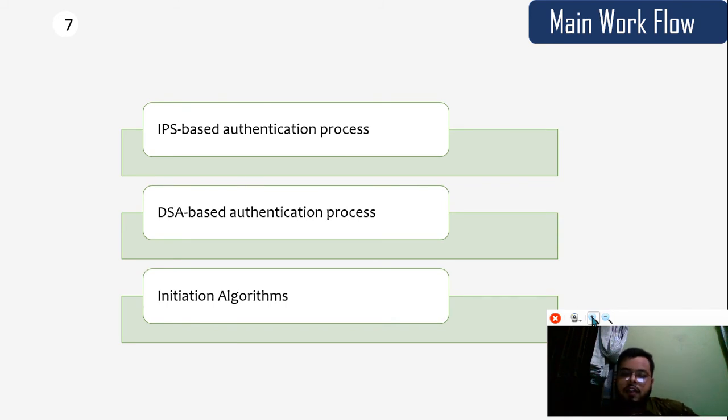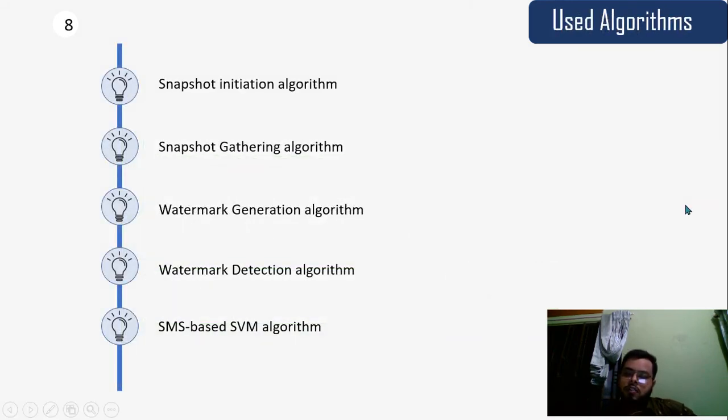And then the initiation algorithms, which are mainly implemented to optimize the output of the system. Then the used algorithms: snapshot initiation algorithm and snapshot gathering algorithm. For watermark, there are several algorithms. The most important are watermark generation and then the watermark detection algorithm. The SMS based SVM algorithm is implemented in the later part of our system.